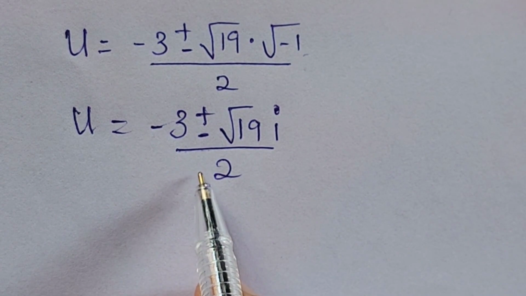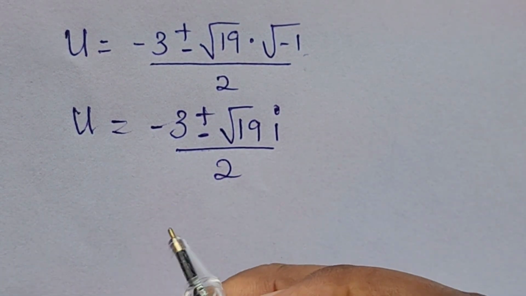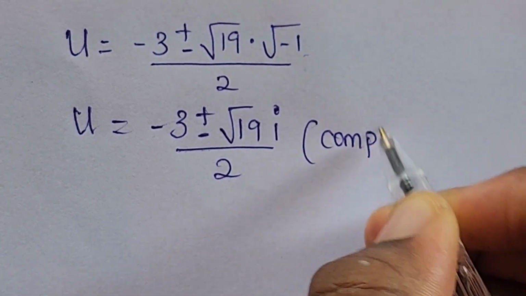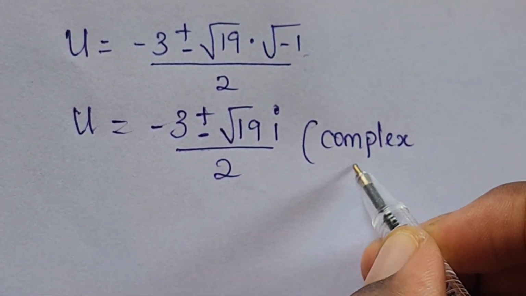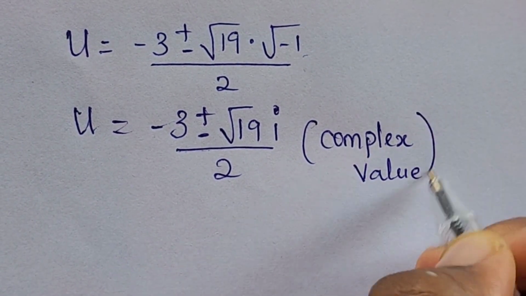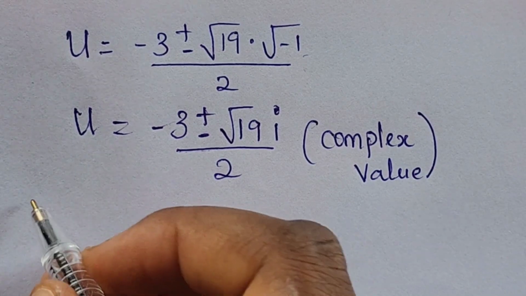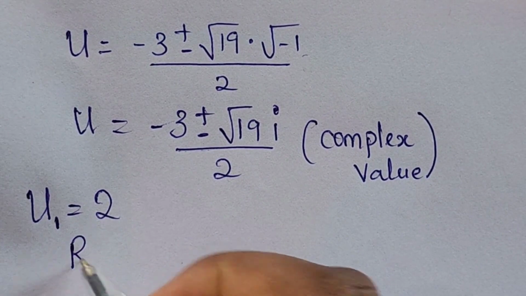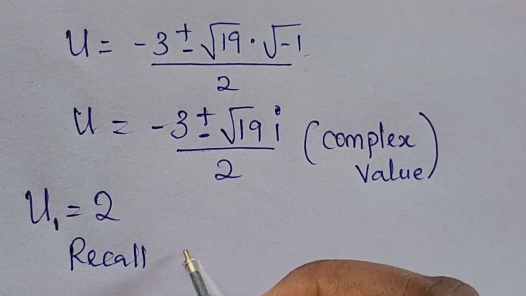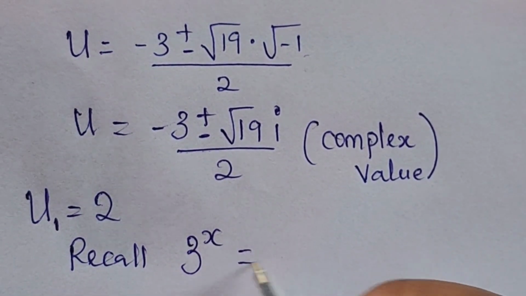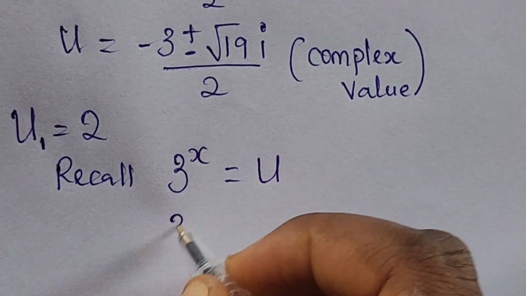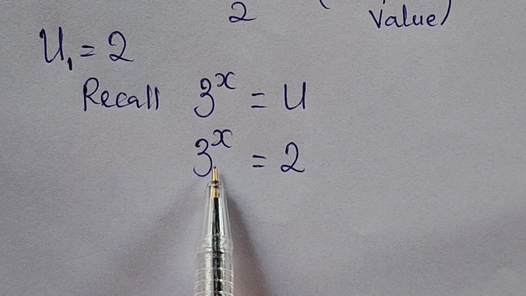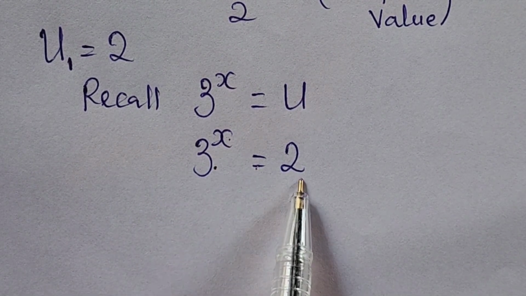So we have two values of u here, and since it's a complex number, we'll go ahead with our u, which is equal to 2. Let's recall that 3 to the power of x is equal to u. So we have 3 to the power of x is equal to 2.